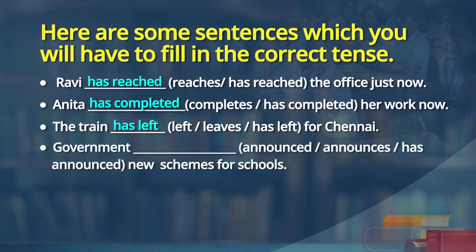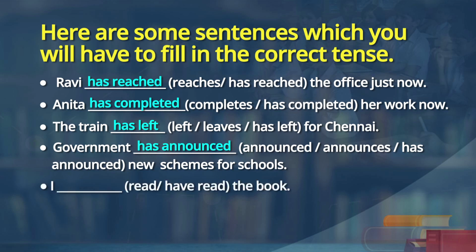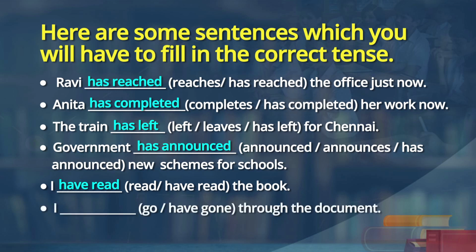The government announced, announces or has announced new schemes for schools. Government has announced new schemes for schools. I read or have read the book. I have read the book. I have gone or I go through the document. I have gone through the document. Fine. Now, all these refer to an action that has just taken place. Yes, sir, that is present perfect.